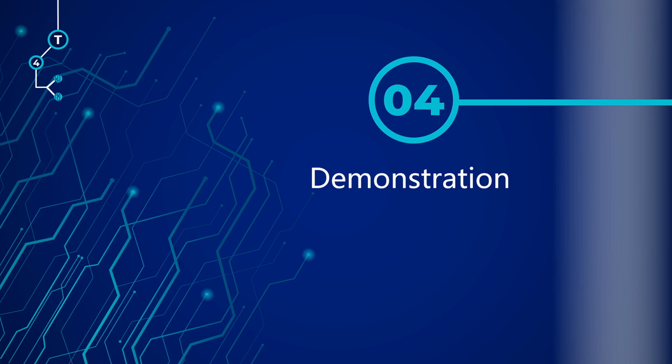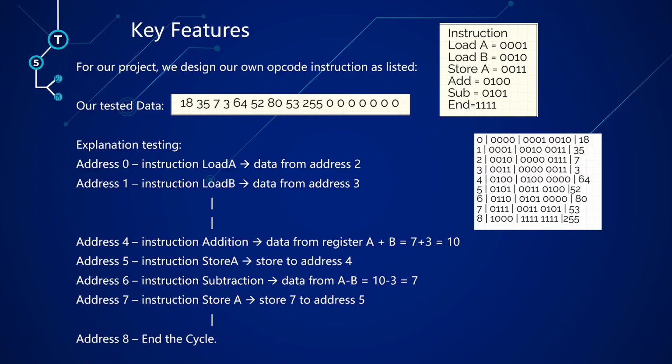Next part is demonstrations. Before we go into our demonstration, we need to know the key features first. For our project, we designed our own opcode instructions as listed. Load A will be 0001, load B will be 0010, and end is 1111. Here is the explanation of our data, which we will load into our RAM.